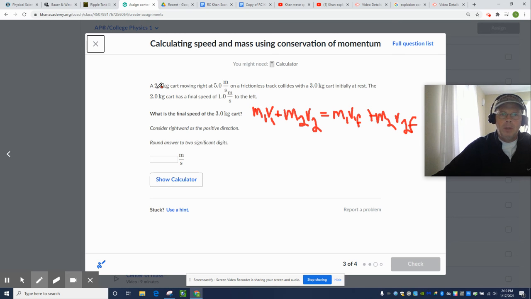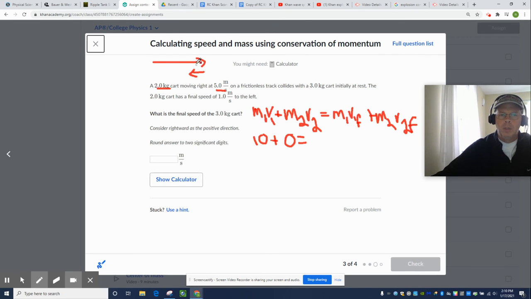Before the collision, we have 2 kilos moving 5 meters per second. That is 10 kilogram meters per second. This other guy, the 3 kilos, is at rest before the collision, so he contributes no pre-collision momentum. The final momentum of the 2 kilo is 1 meter per second to the left. So hang on. This guy comes in real fast right and then real slow left.